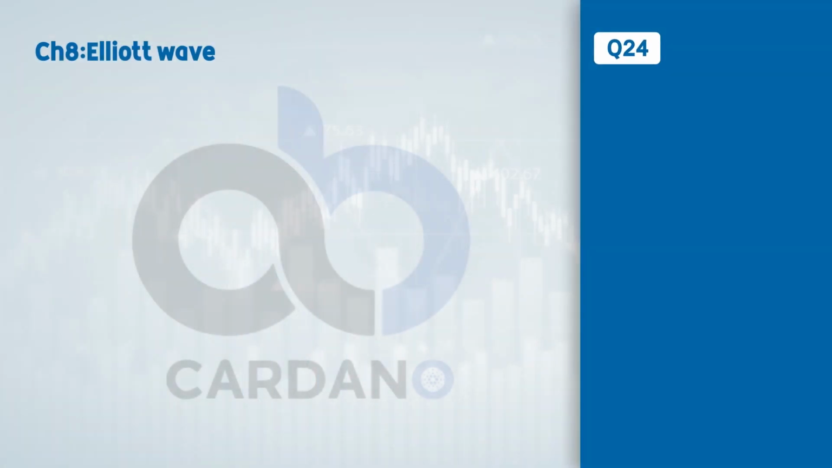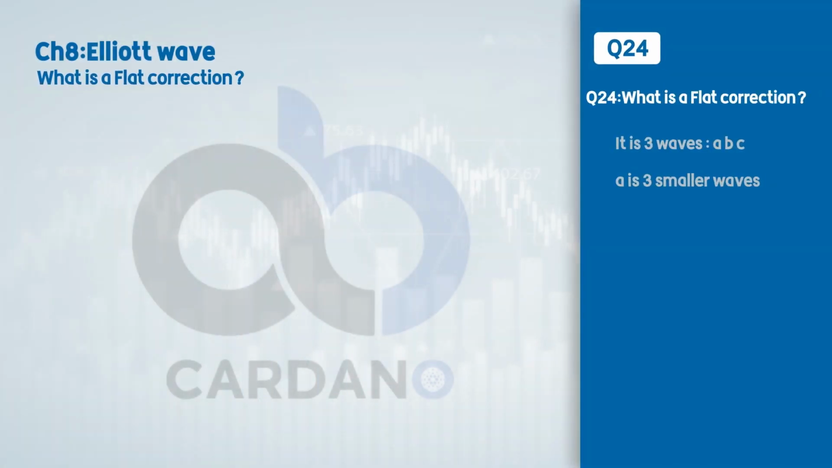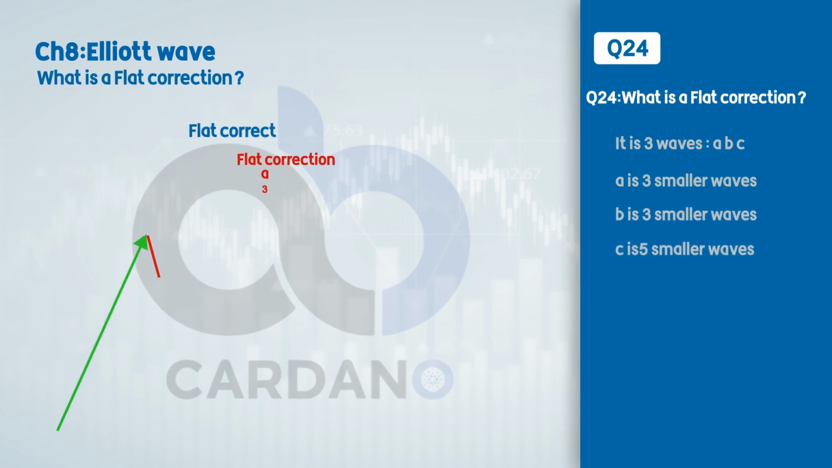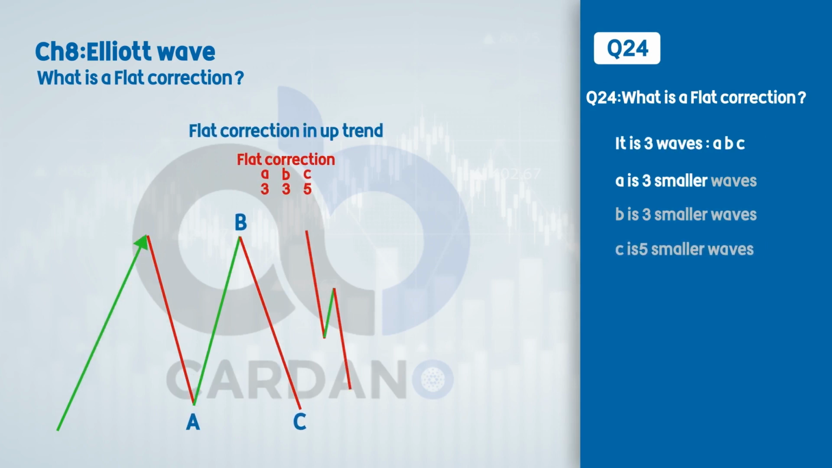Question number 24. What is a flat correction? The answer is, it is 3 waves, ABC, and A is 3 smaller waves, and B is 3 smaller waves, and C is 5 smaller waves.